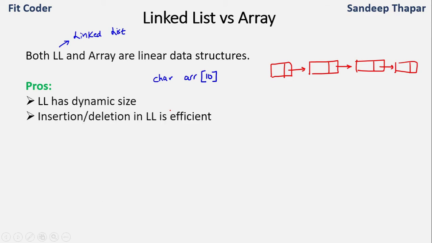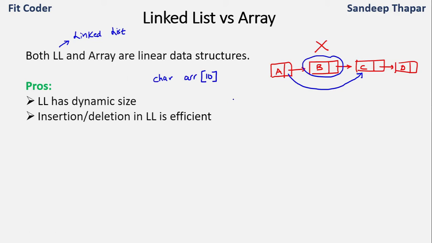Second, insertion and deletion in linked list is very efficient. Let's say there is a linked list of 4 elements and you have to delete a node which is B. If you have to delete this node, in linked list it is quite easy. We just point A to C. We'll just have to change the pointers. The pointer from A which was pointing to B will now point to C. And then we can delete this node.